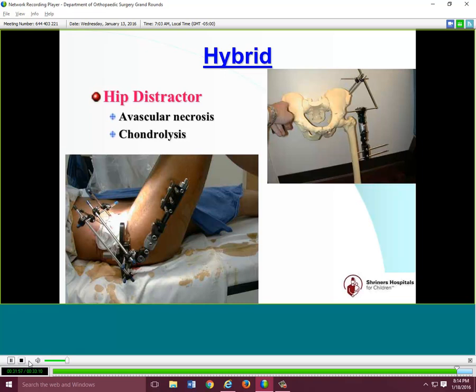One type of hybrid is for the hip distractor. For some of the kids who have stiff hips that we're trying to correct, or somebody who's got bad Perthes disease or avascular necrosis in childhood that we're trying to stretch out the hip a little bit, give the hip some chance to heal up. Also in chondrolysis.